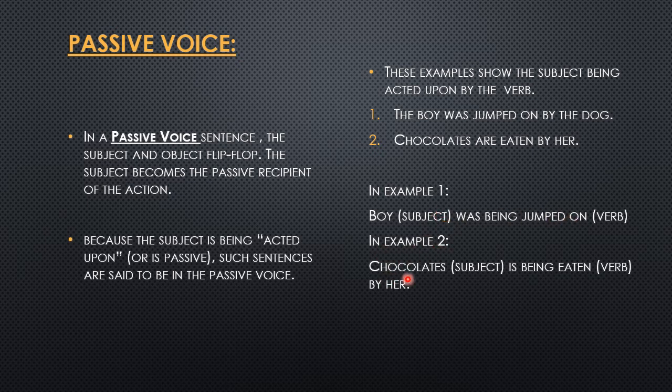In example 2, chocolates are being eaten by her. Okay, so chocolates are the subject here now. In the active sentence, chocolates were the object, and in the passive sentence, chocolates are the subject now. So it's the flip flop. Understand?